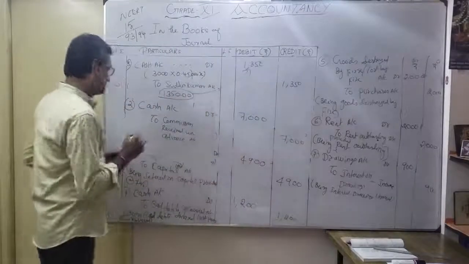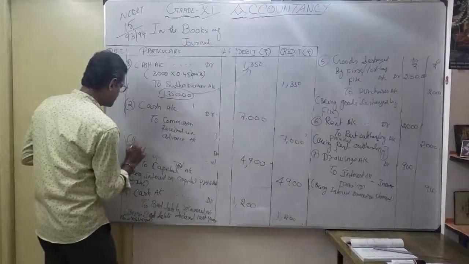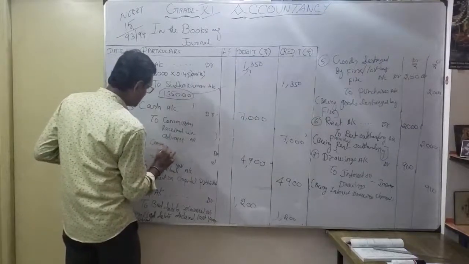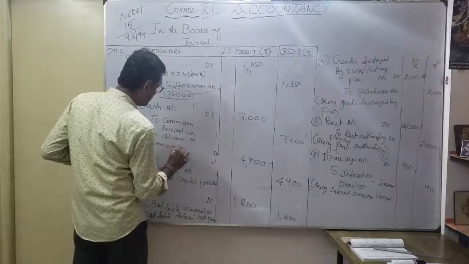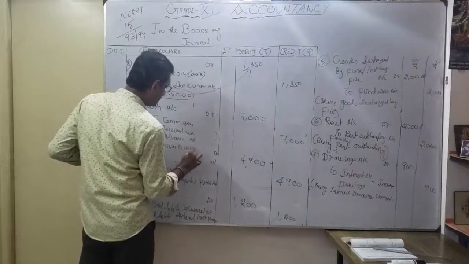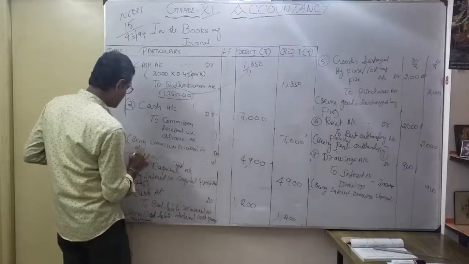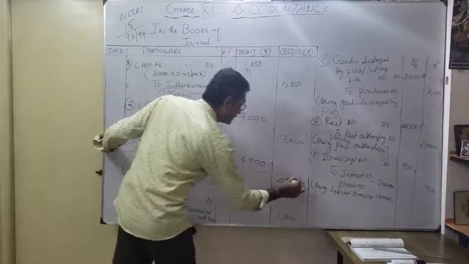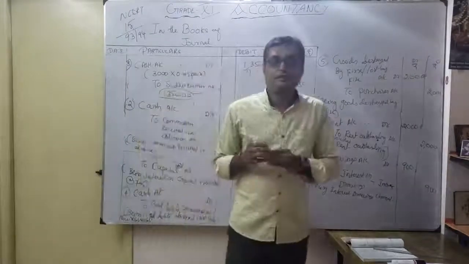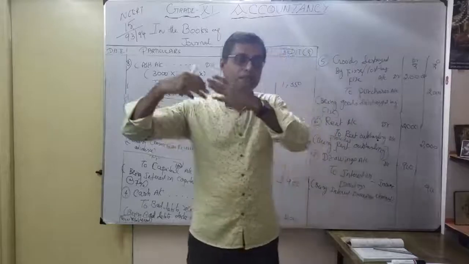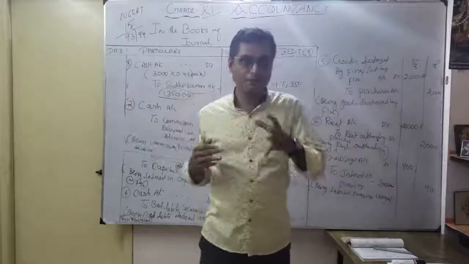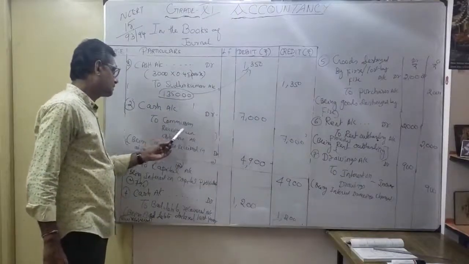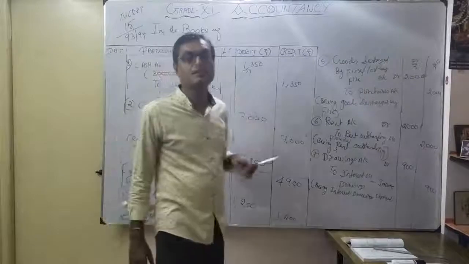Then narration. Being the same, you have to write: being commission received in advance. That means what? That commission is not related to a particular year. Even though it is for the subsequent year, that commission is received now itself. That's why I consider it as advance. So I am crediting the commission received in advance account. Naturally coming under what? Nominal account.